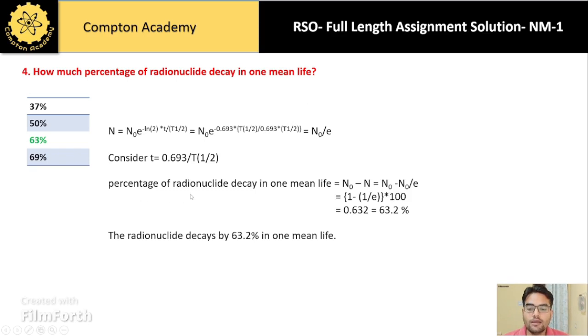So the percentage of radionuclide decay in 1 mean life can be calculated as N naught minus N, where N after 1 mean life is N naught by e. After this calculation, we get 63.2 percent. So approximately 63 percent of the radionuclide will decay in 1 mean life. This would be the correct answer for this.